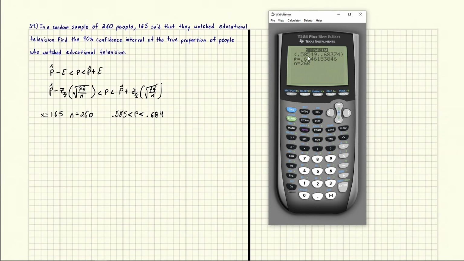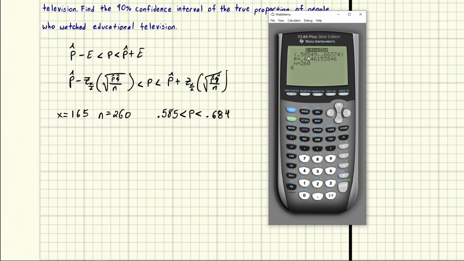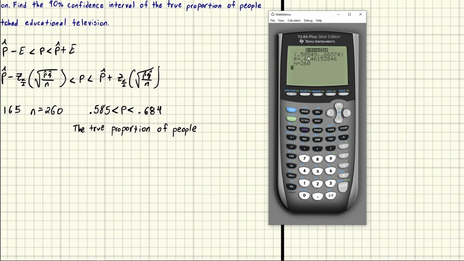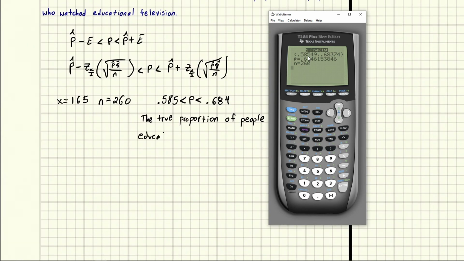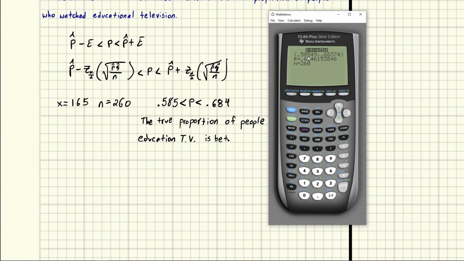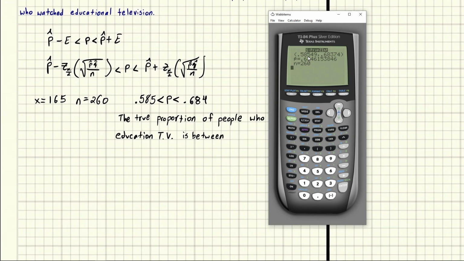You would also write a sentence. So we would say the true proportion of people who watch educational TV is between, I'm going to turn these into percentages for this, 58.5% and 68.4%. So that's what we would say.